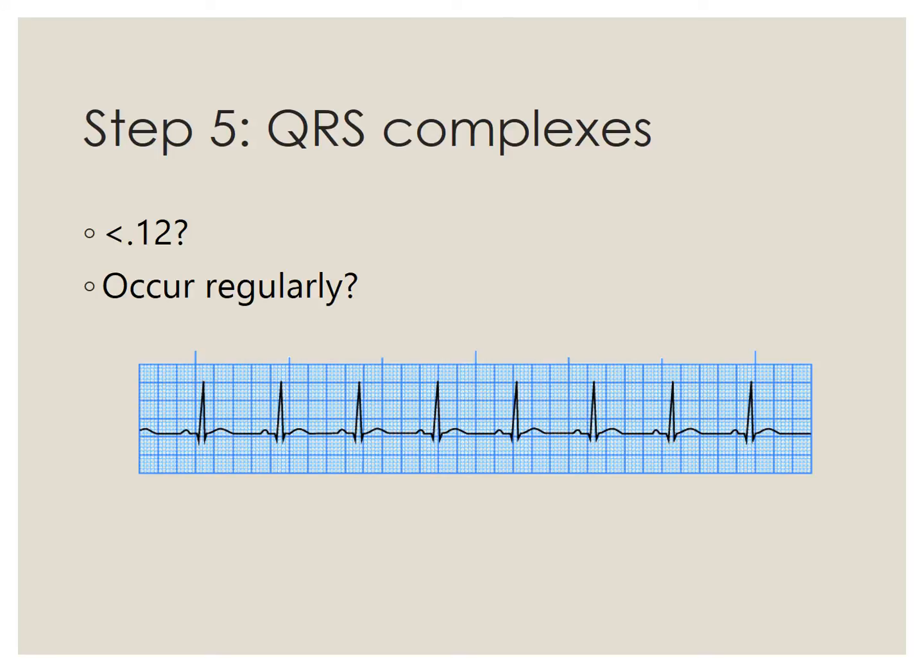And the QRS complexes again should be less than 0.12. Does it occur regularly? So you're going to look at your QRS and measure those with your calipers, and if it's 3 boxes or less, then that's what you want with these. And then you would march those out and make sure that they are all the same.